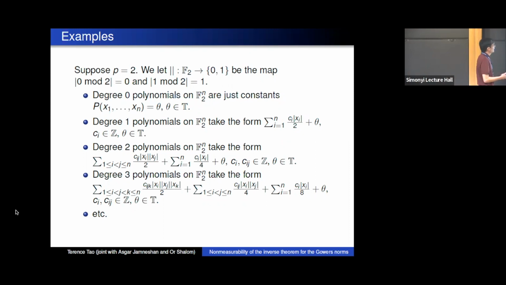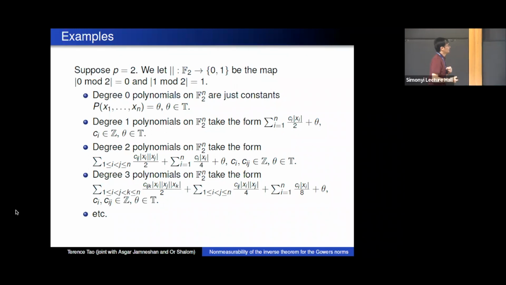Degree 2 polynomials: the first term would look kind of familiar. You have quadratic monomials x_i x_j times integer coefficients over 2, but you're also allowed linear terms, now over 4. So even in one dimension, there's a non-trivial example of a quadratic. The function that takes 0 at 0 mod 2 and 1/4 at 1 mod 2 is a quadratic function on F2. If you differentiate it once, you get something that looks like 0 and 1/2, or 1/4 minus 1/4, actually. And if you differentiate that twice, you get the constant 1/2, and three times it gets killed.